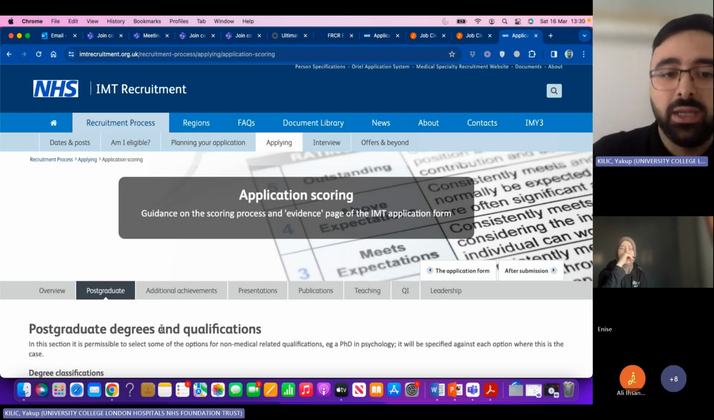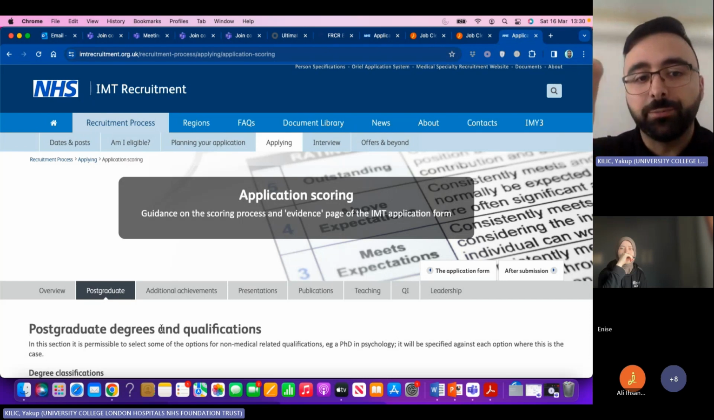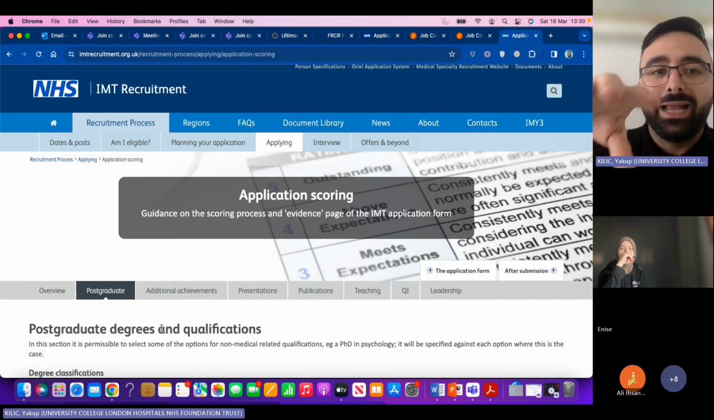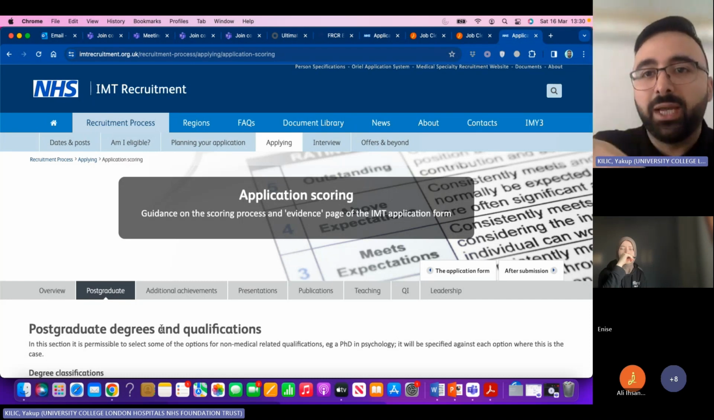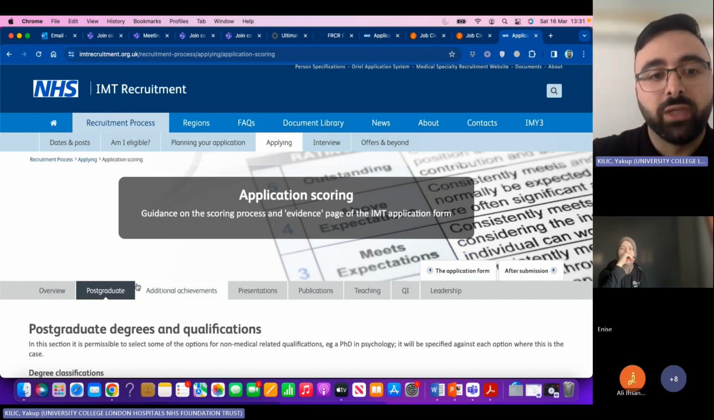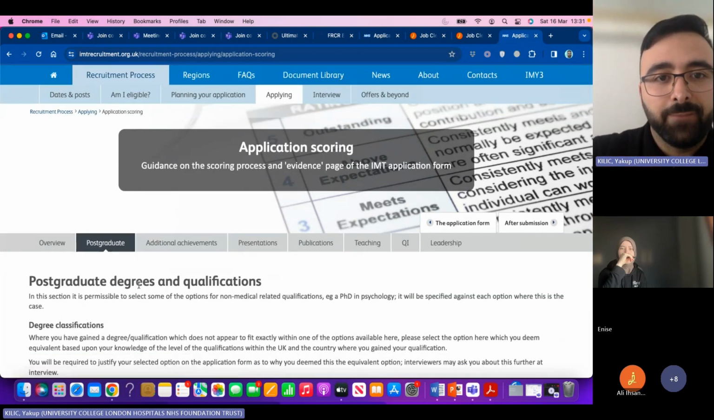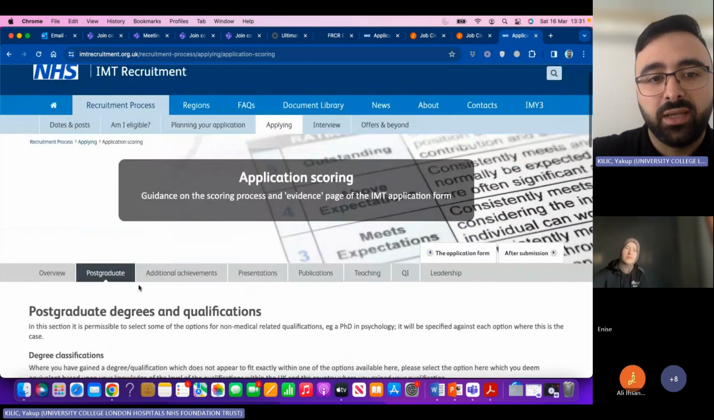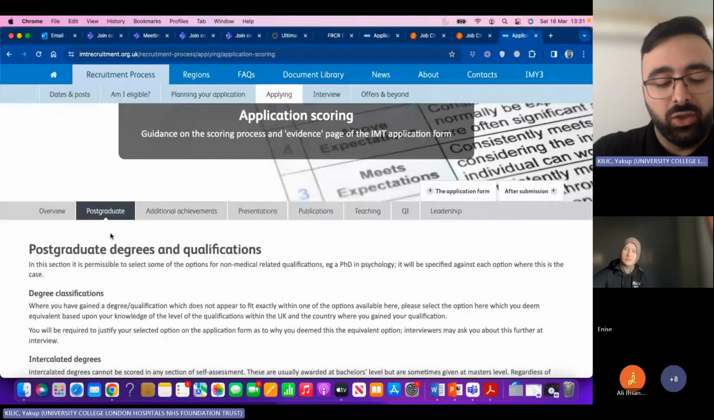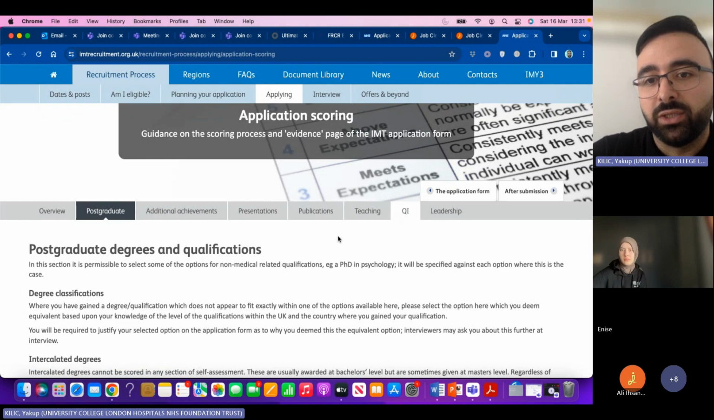But you all apply to one system called Oriel, and you fill out a basic form. Within the form, we've actually replicated that on Job Clerk, so it's very useful, as I mentioned, to use Job Clerk when preparing your training portfolio. So how IMT works is you do the initial application. On the application, you have these different sections: postgraduate, additional achievement, presentation, publication, teaching, QI, and leadership.